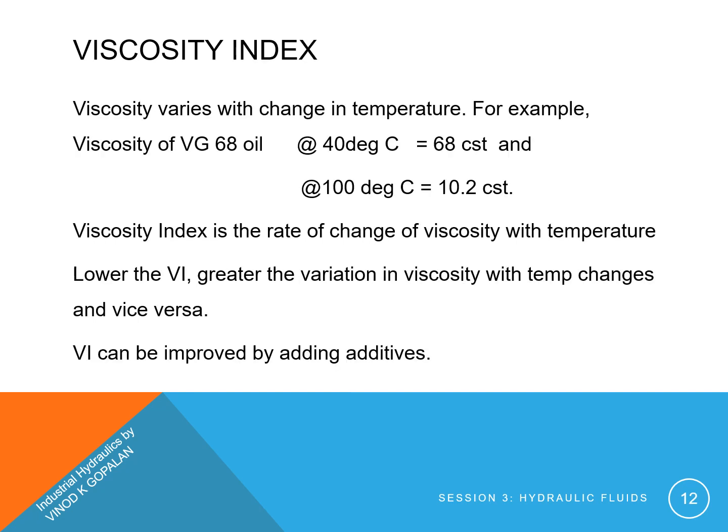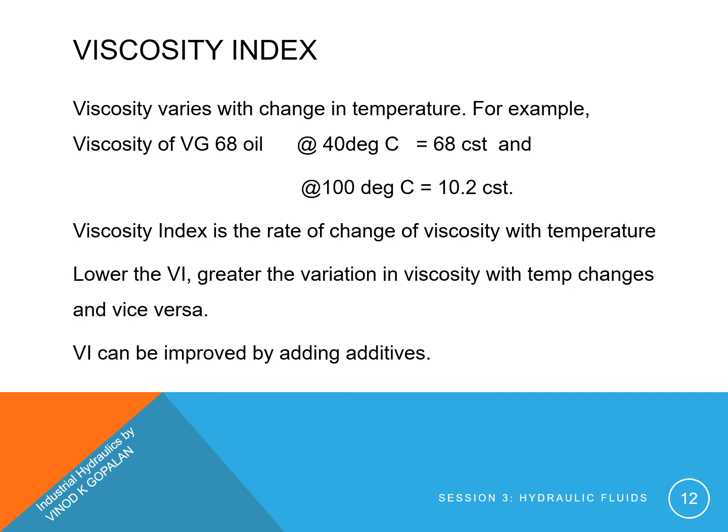Viscosity index. Viscosity varies with the change in temperature. For example, viscosity of VG68 oil at 40 degrees Celsius is 68 centistokes, and at 100 degrees Celsius it is 10.2 cSt. See the variation. When the temperature increases from 40 degrees to 100 degrees Celsius, the viscosity decreases from 68 centistokes to 10.2 centistokes. This variation, the rate of change of viscosity with the temperature, is called viscosity index.